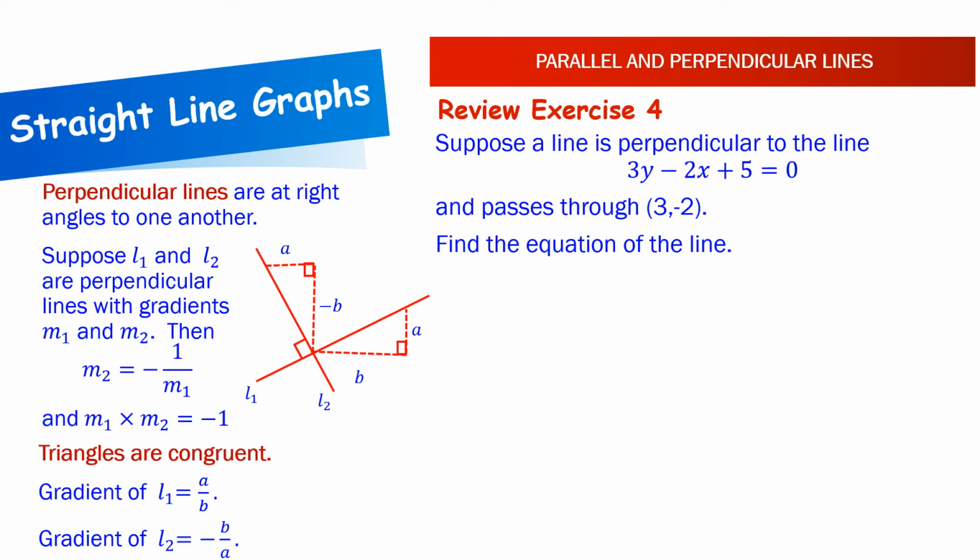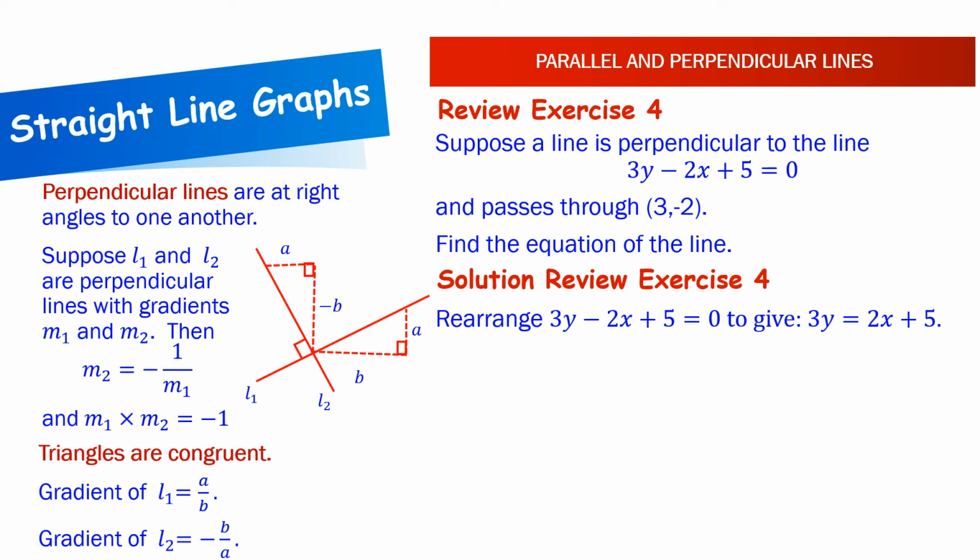Let's now take a look at review exercise 4. Suppose the line is perpendicular to the line 3y minus 2x plus 5 equals 0 and passes through (3, -2). Find the equation of the line. Let's solve this.